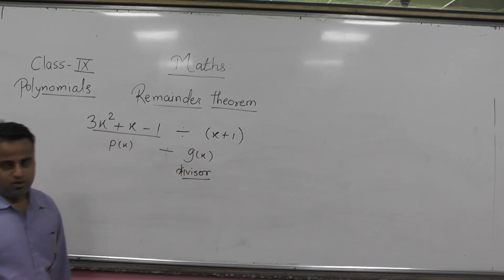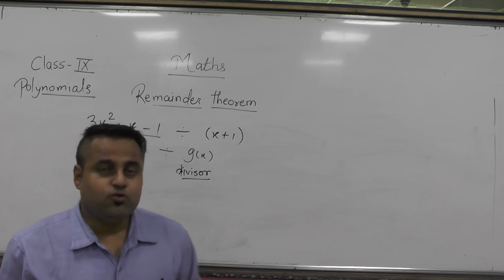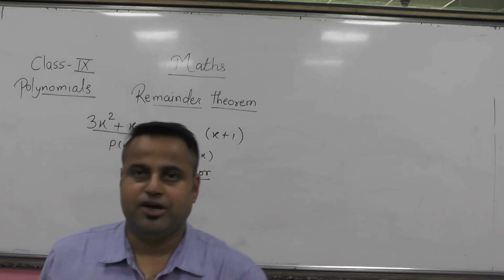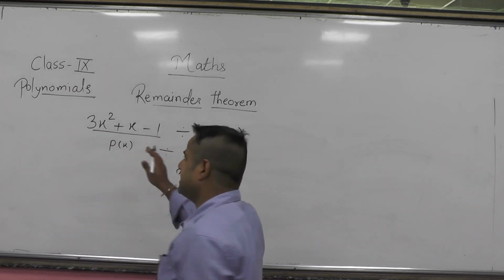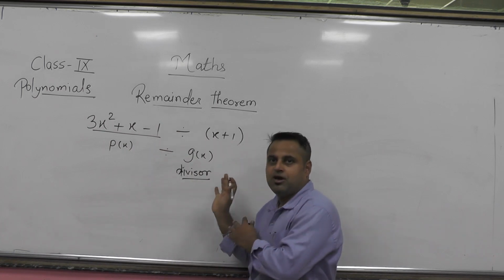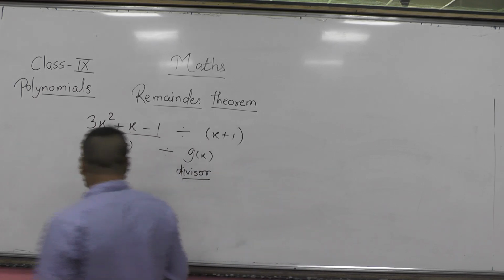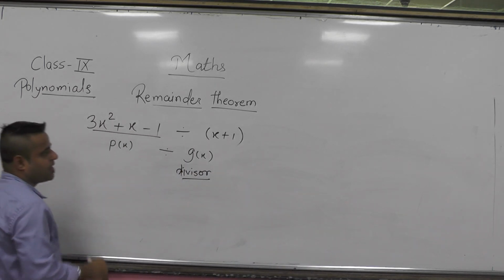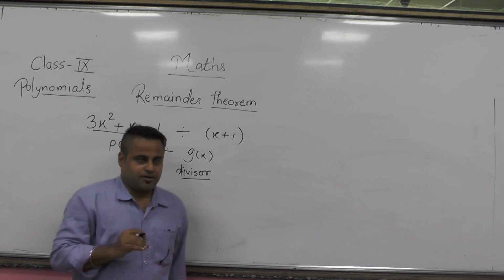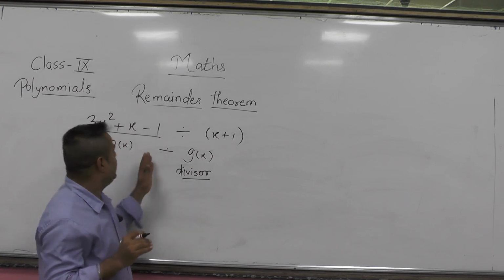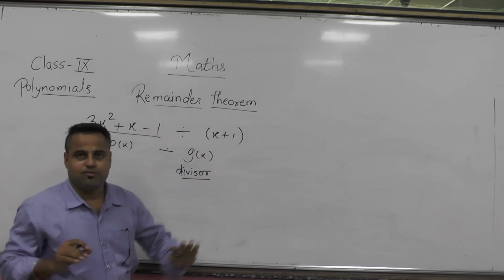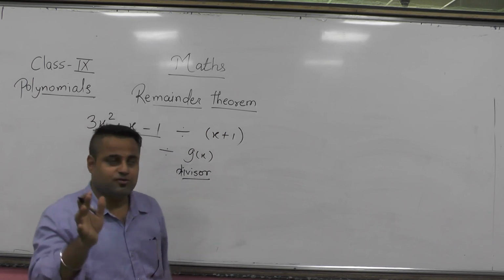Okay, now what to do? We need to find the remainder. When we divide 3x square plus x minus 1 by x plus 1, what will we get as a remainder? That is very important. First of all, we will literally divide this polynomial by this polynomial. How to divide a polynomial is also very important.